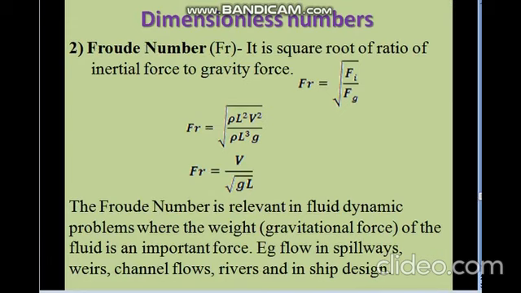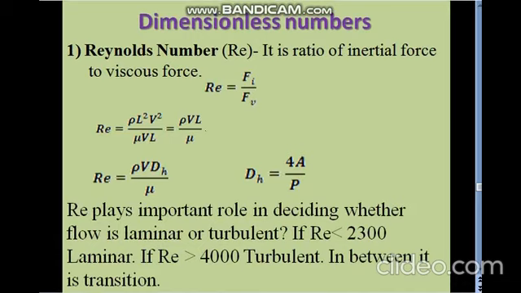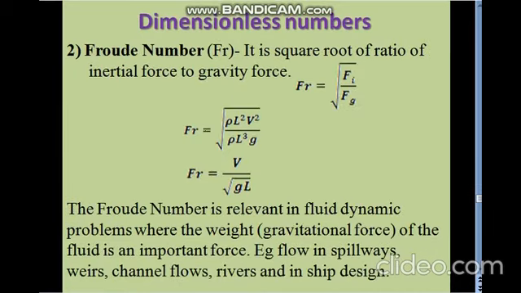Froude number is denoted by Fr. It is the square root of the ratio of inertial force to gravity force. Write down the inertial force, rho L square V square, divided by the gravity force, rho L cube g. So we get the Froude number as V divided by square root of gL.